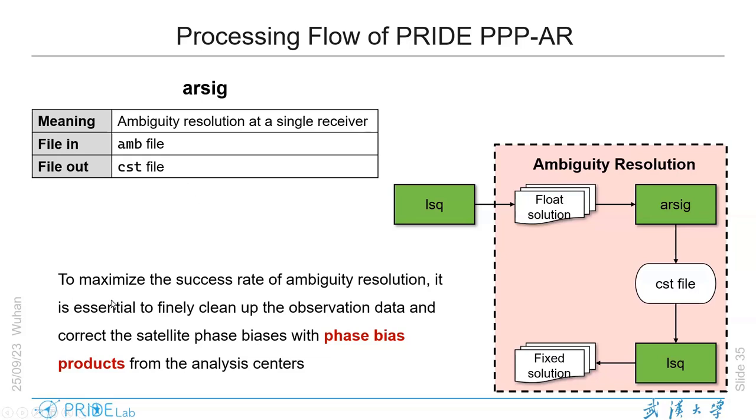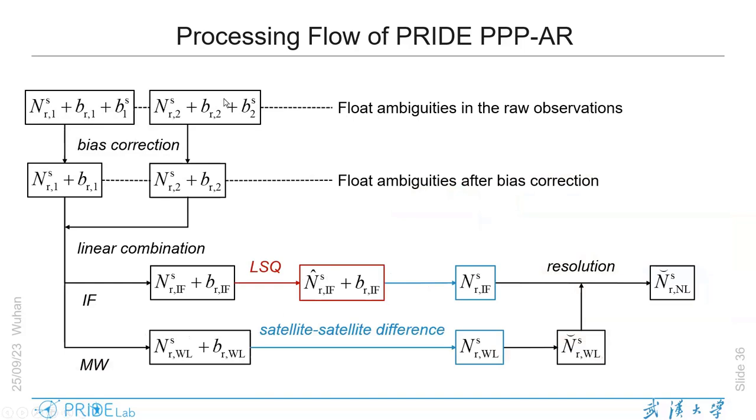But we know that to fix the ambiguities in point positioning, phase bias products must be used to correct the unknown signal delay for each satellite, as we introduced in the last course. This is a basic flowchart that shows you how we fix the ambiguity into integers. The first step is to correct them with the products we just talked about.